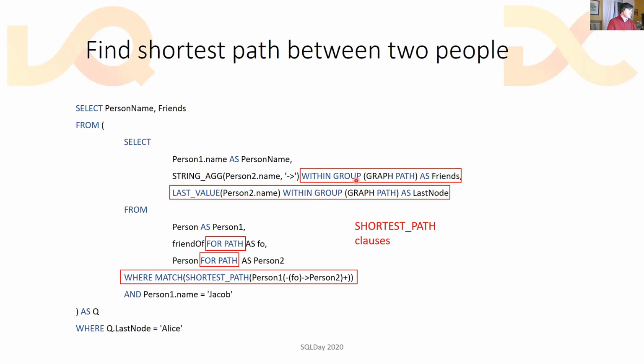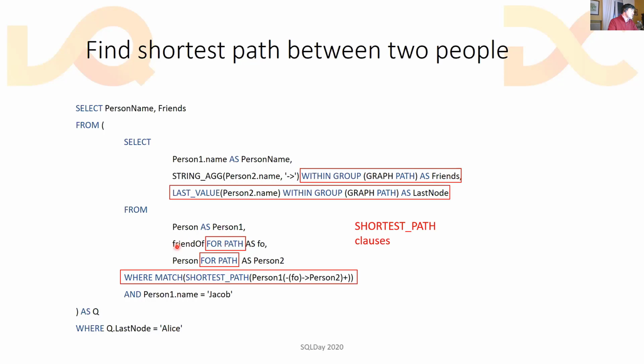Within group is specific for shortest path, within group and the graph path. All these clauses are specific for the shortest path. Last value is an aggregation function. And for path is again a clause that I have to add to my query.